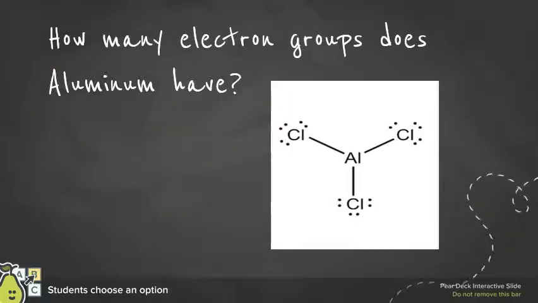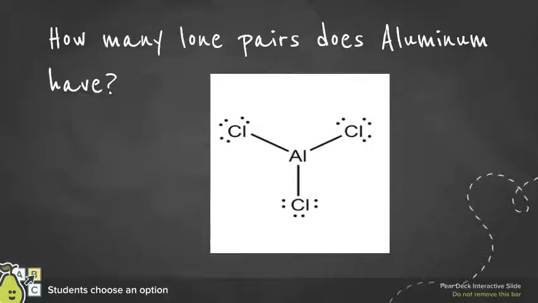So now, how many electron groups does aluminum have? We know electron groups are bonded pairs or lone pairs. So we've got 3 here on aluminum. Again, we're only looking at the central atom to determine its molecular shape. Oop, I just wrote aluminum there, so sorry. 3 is our answer. 3 electron groups. So now how many lone pairs does aluminum have? Even though chlorine's got some lone pairs on it, we're only concerned about the ones on aluminum. And we don't see any lone pairs on aluminum. So this one's also 0.